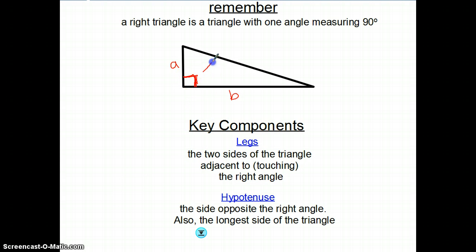So the hypotenuse then is the side opposite the right angle. So here's my right angle. Opposite from that, I have this side, which I call the hypotenuse, or I'll call it C here. Also, this is the longest side of the triangle.